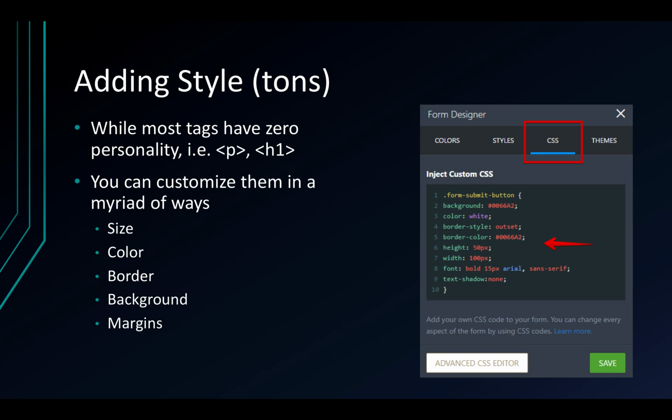Most tags have zero personality, and those tags are related to HTML. But in CSS, you'll see here some examples of all of the different things that you can do to the tag or the class or the ID that you're using. Things like size and color and border and background and margins. You'll see here text shadow, height and width, border style, border color. Tons and tons of things, and I'll show you some examples here in a moment.